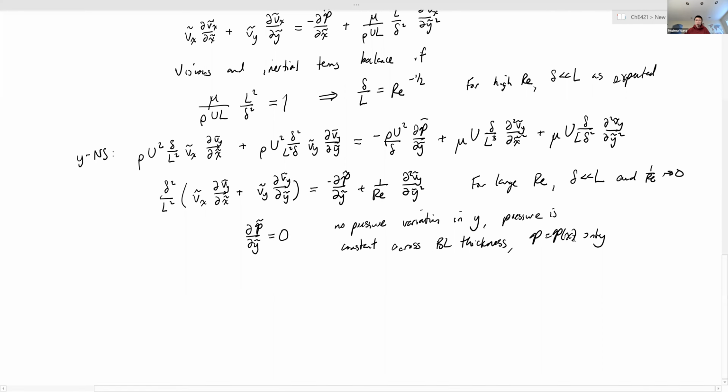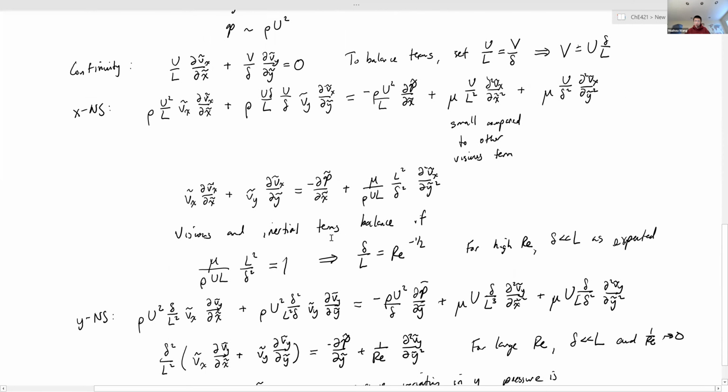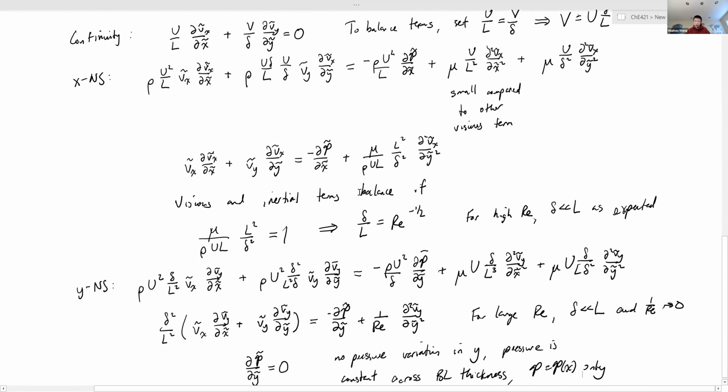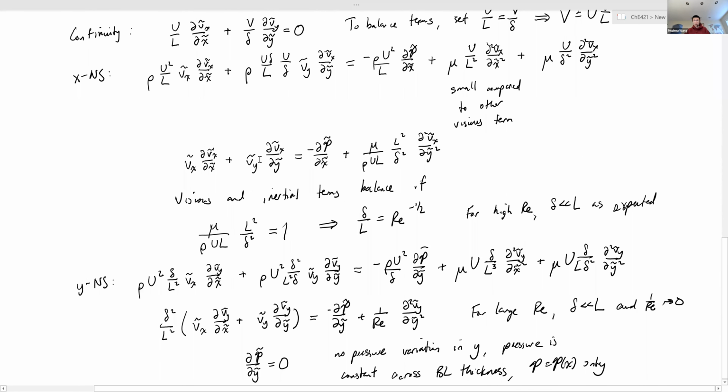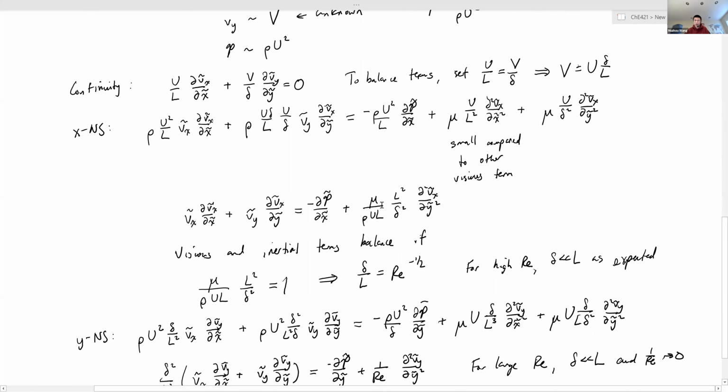We'll pick up where we left off here on Monday, but just to summarize real quick, what this allows us to do is we've shown basically which terms actually matter. We're left with basically some pressure that only depends on x, and then another set of equations, the continuity equation and this equation right here with all the terms that properly balance one another, that we then need to solve inside the boundary layer to get the actual detailed solution.